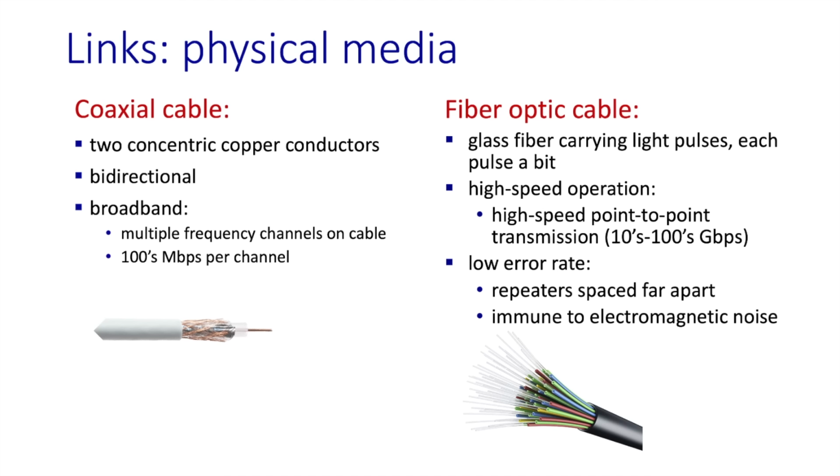Fiber optic cables carry light pulses and operate at hundreds of gigabits per second and higher and have very low error rates. So in some sense, they're really ideal for communication, but the transmitting and receiving components tend to be more expensive than those for traditional copper wires.